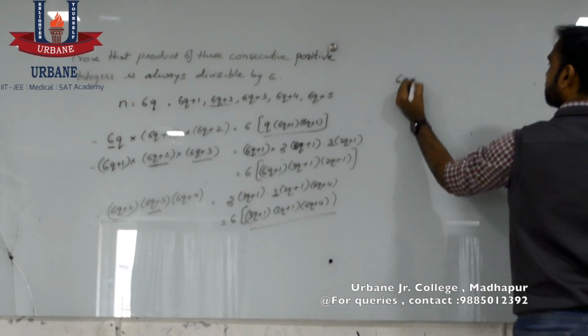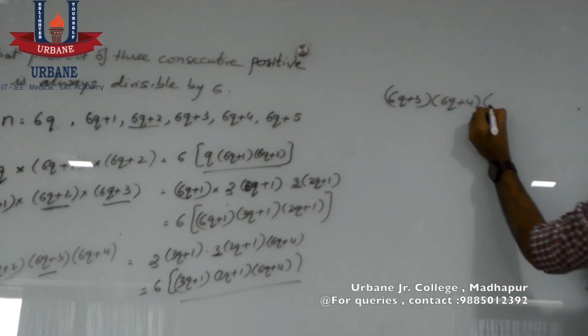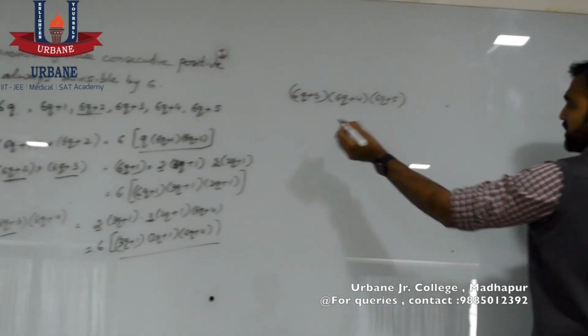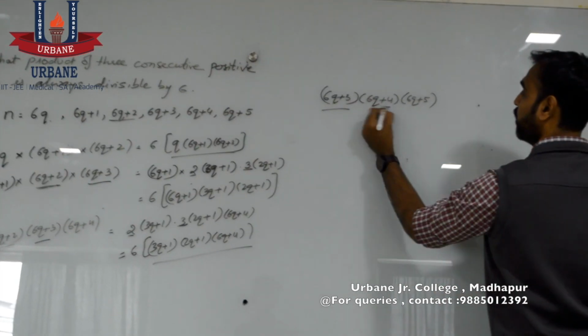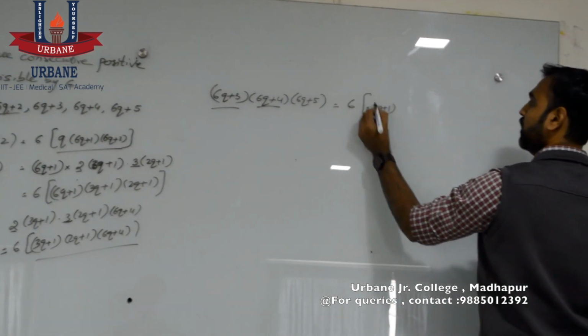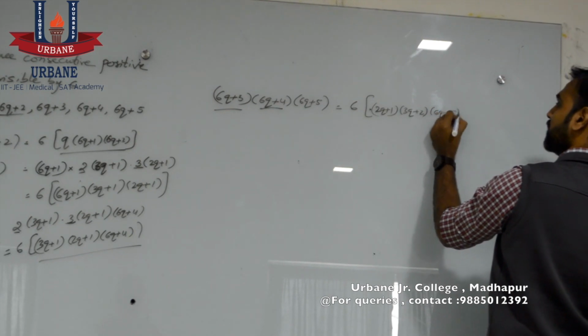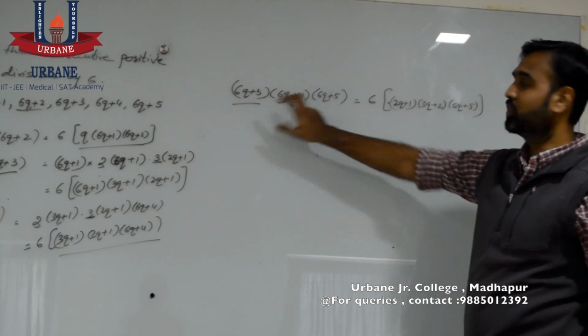Now let's start the value from 6q plus 3. So 6q plus 3 multiplied to the consecutive integers, that is 6q plus 4 and 6q plus 5. The same is the case. We take 3 common from here and 2 common from here. We get 6 times 2q plus 1 into 3q plus 2 into 6q plus 5, which also says that this value is divisible by 6.